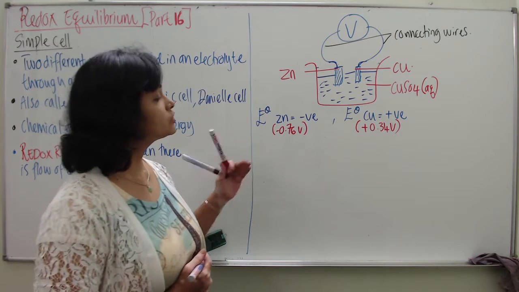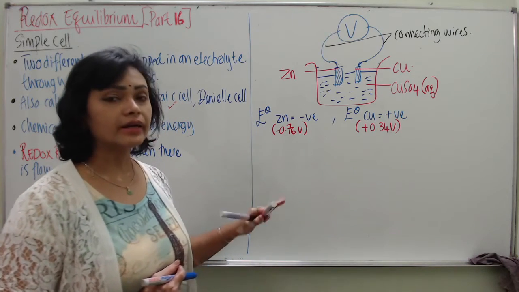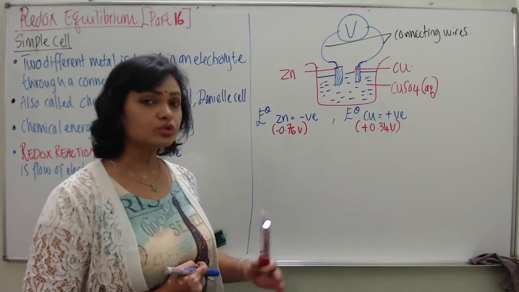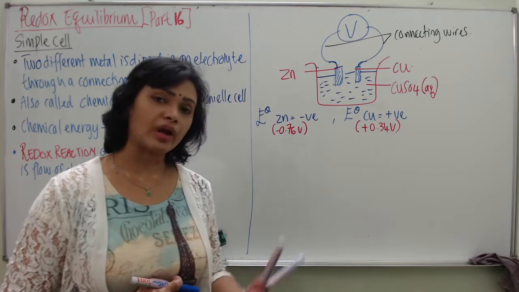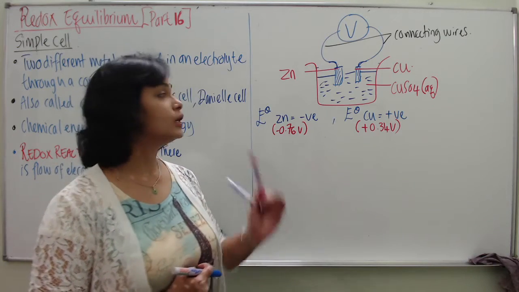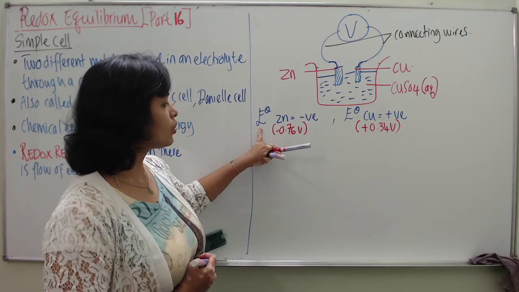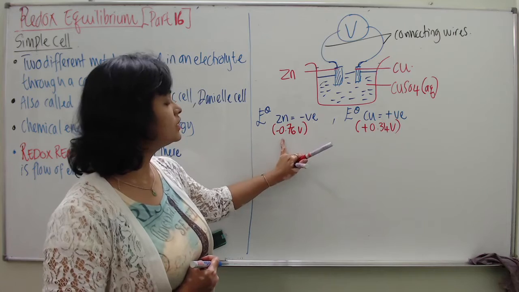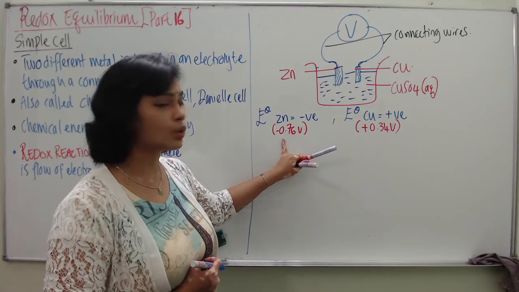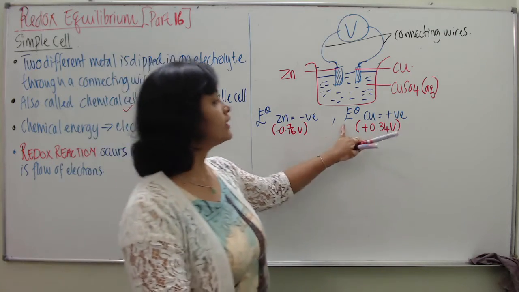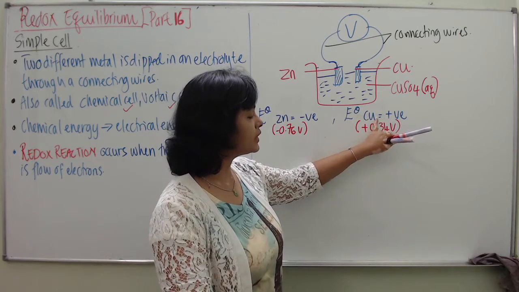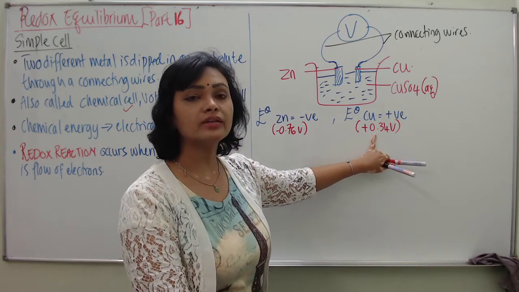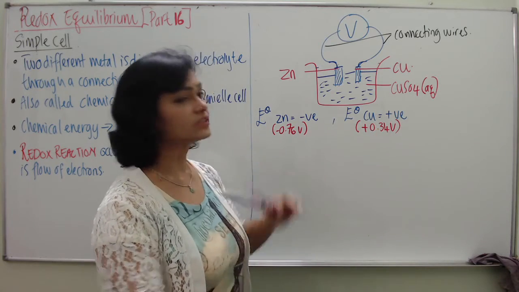Before that, students must know that from the standard electrode potential values that teacher has discussed, and also the values students can find in the textbook, the standard electrode potential value for zinc is negative, more to the negative side, which is negative 0.76 volt to be exact. And the standard electrode potential value for copper is more on the positive side, which is positive 0.34 volt. Now, this has a significance.